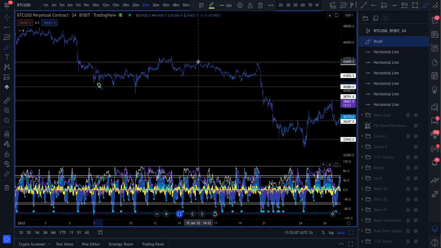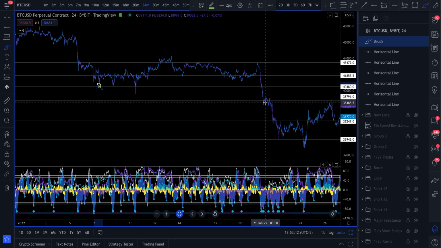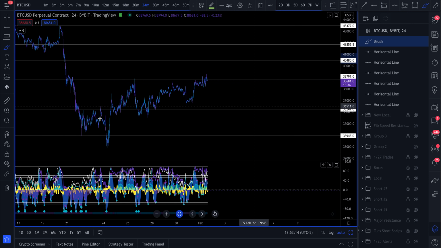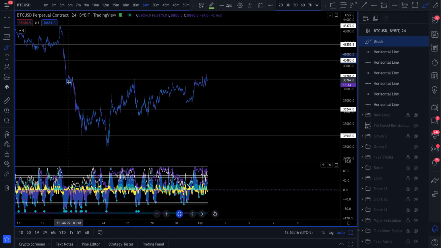Back to the high for a rejection. Back to the middle point for a bounce. Back to the high for a rejection. Then we break down and lose that area of consolidation, and we come into a new one where we have a very clear high, a very clear low, and a very clear middle point.